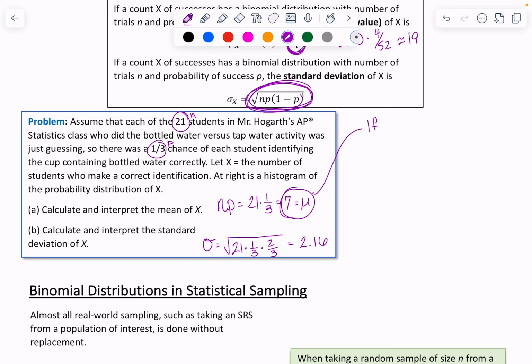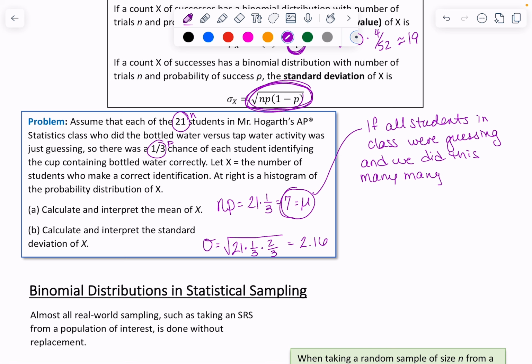So if all students in the class were guessing, and we did this many, many times, we would expect 7 to guess correctly on average.